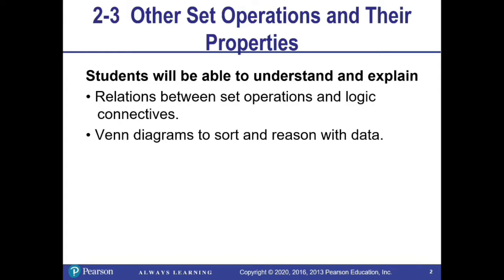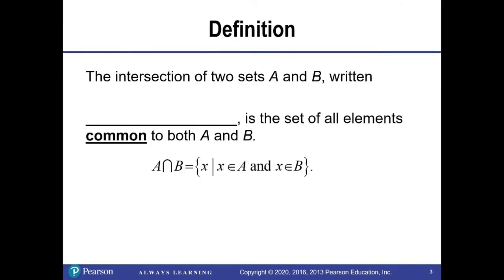So let's get started. The intersection of two sets is written as A intersect B. It looks like an upside down U. This is the set of all elements that are common to both A and B. So you'll notice in our set builder notation, we have x such that x is an element of A and x is an element of B. Remember that our AND tells us to look for what's in both, or what's in common between the two sets.